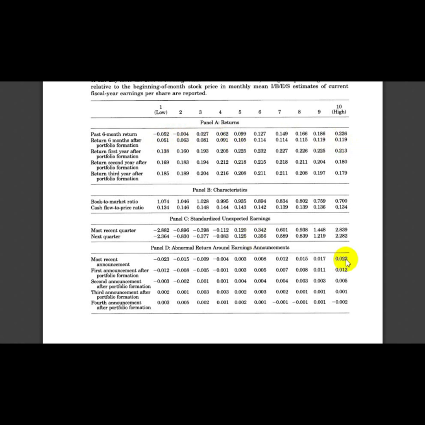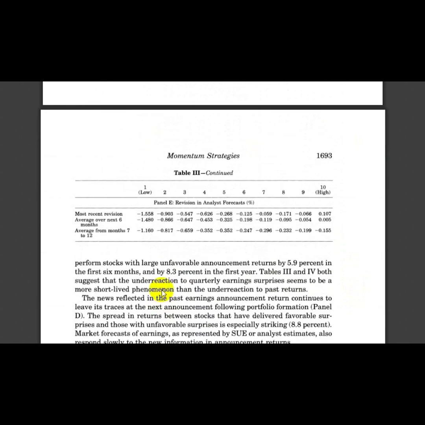However, we see these differences don't persist for very long. By the third announcement and the fourth announcement, they are pretty much in line. There's not really a difference between the top and the bottom portfolio. Going down to the analyst revisions, we also see differences in the revisions to analyst forecasts from the top ranked to the bottom ranked portfolios. And these differences continue over the next 6 months. So the analysts are slow to revise their forecasts at a short holding time period as well.